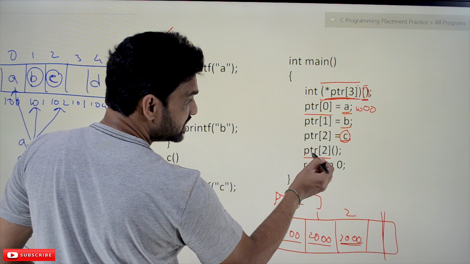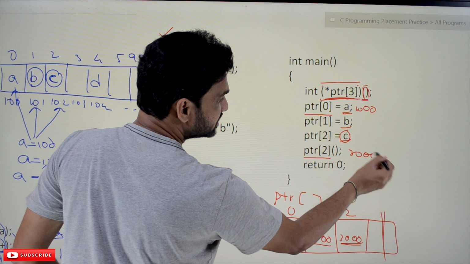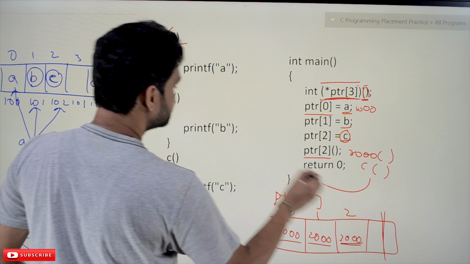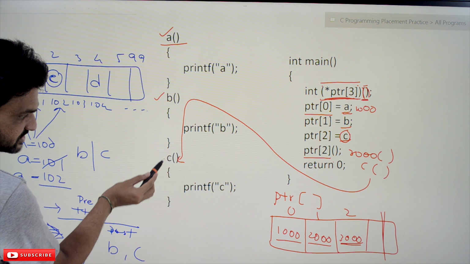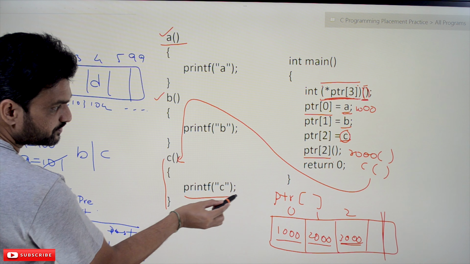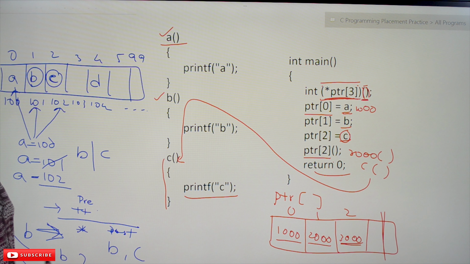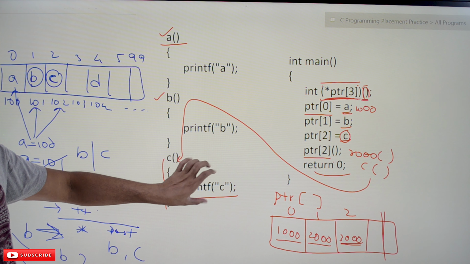What does ptr of 2 have? It has the 3000 function, and 3000 is function C. So the function call C will be made. This function call will get executed and it is going to print C. After that, return 0 will return back. So this is how things will get executed.